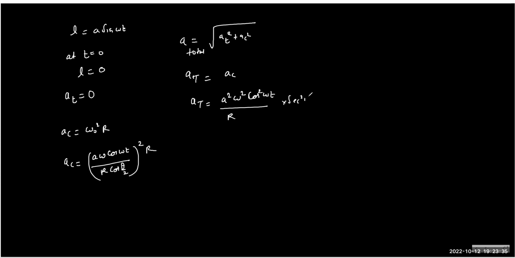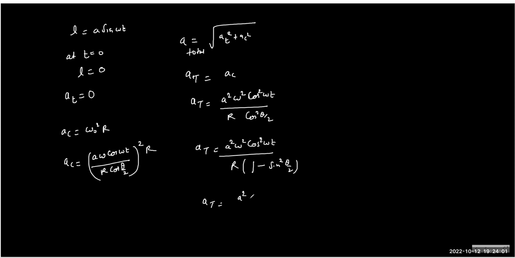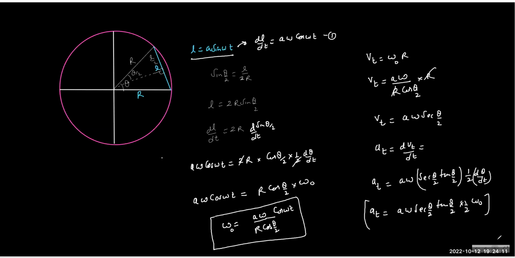So can I write sec square theta by 2? Oh, okay, let me leave it like this. So cos square theta by 2, which you can attach, and 1 minus sine square theta by 2. And sine theta by 2 was how much, guys? L by 2R.